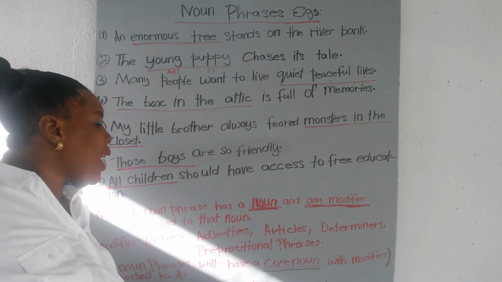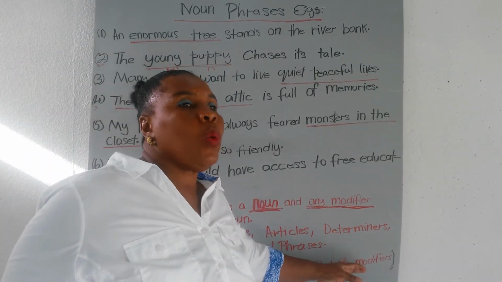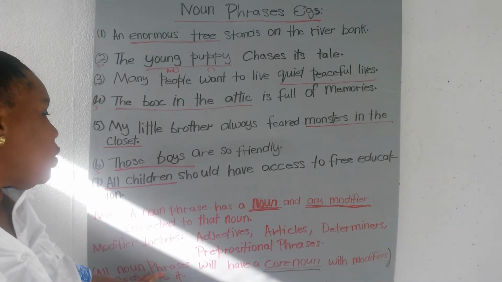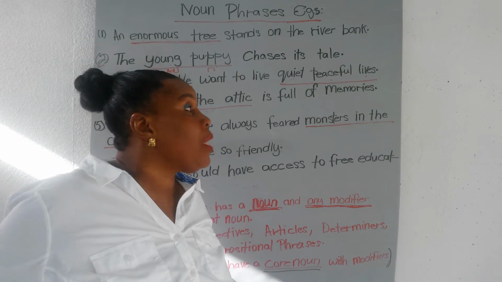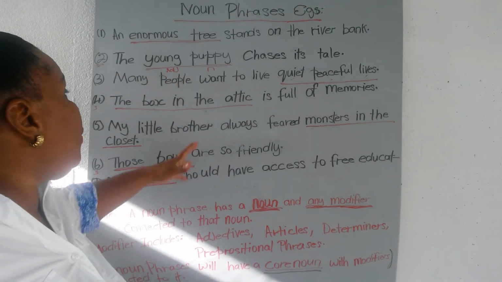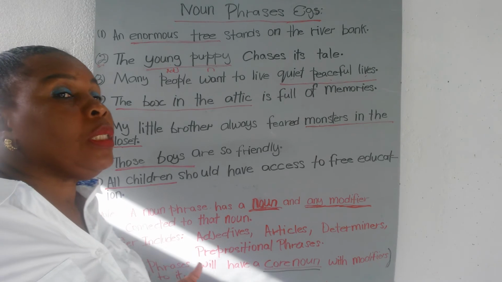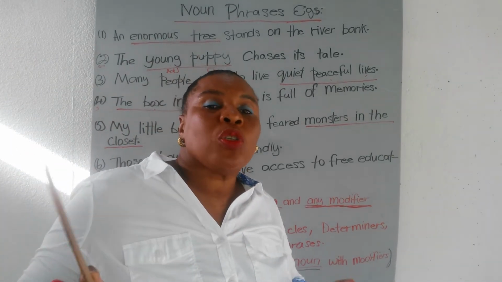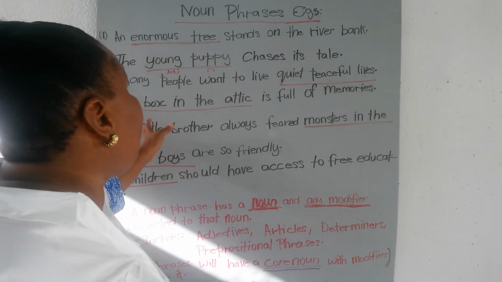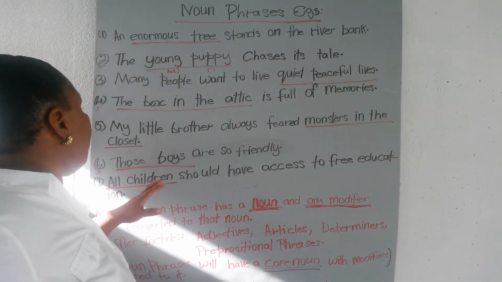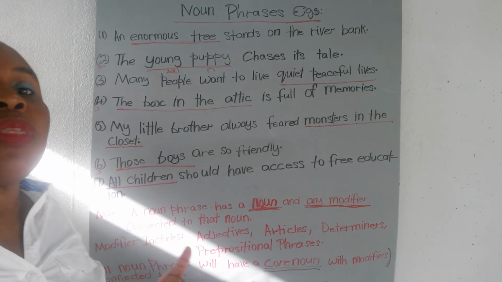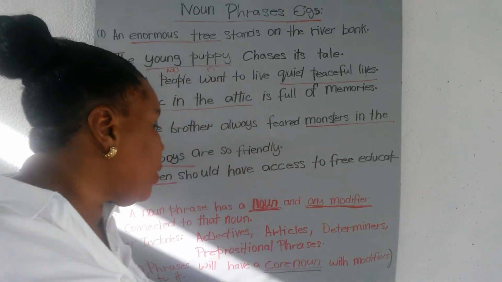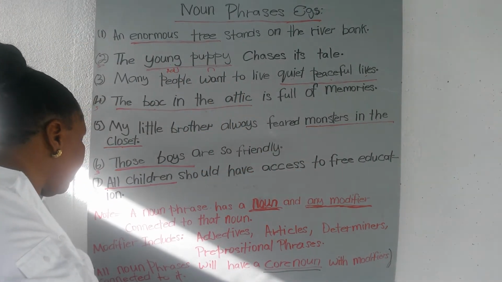All noun phrases will have a core noun with modifiers connected to it. So the core noun is that specific noun, which would be like the puppy or the boy. So the core noun is also the subject. So the boy, the puppy, the boys, the children, those are the subjects. That's a little trick there. Okay.